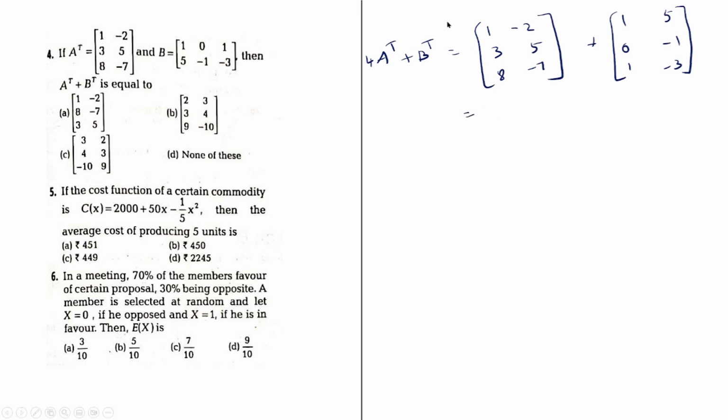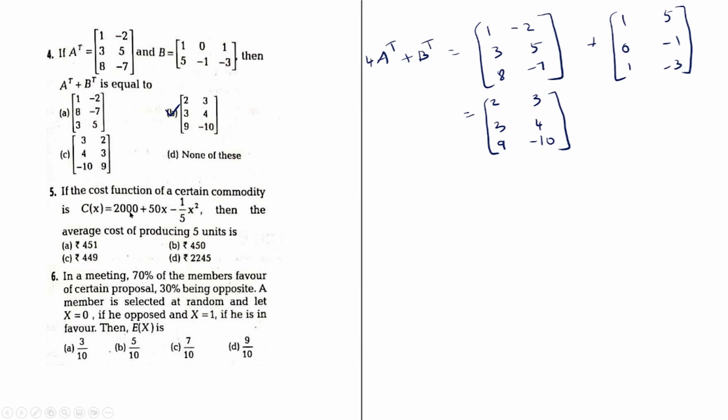So here we can add the corresponding elements. 1 plus 1 is 2, then minus 2 plus 5 is 3, then 3 plus 0 is 3, then 5 minus 1 is 4, then 8 plus 1 is 9, and then minus 7 minus 3 is minus 10. So this is the matrix A transpose plus B transpose. So the correct option is option B.